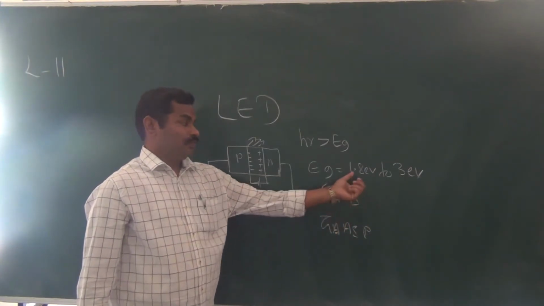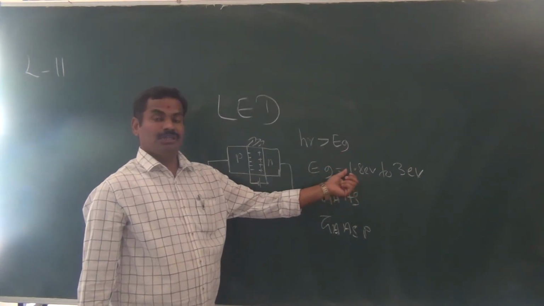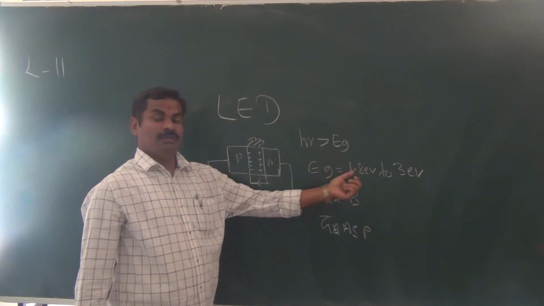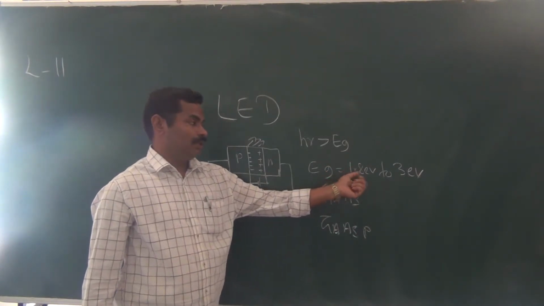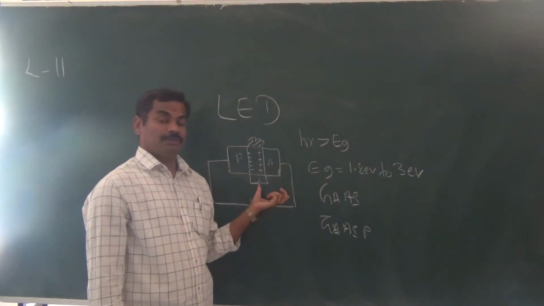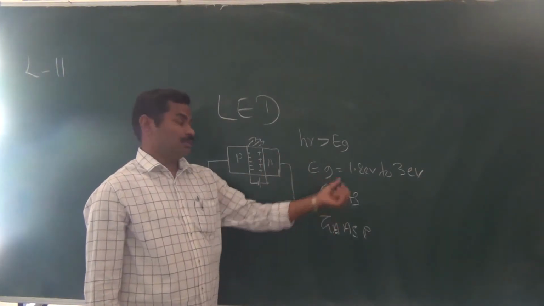You are not using common silicon or germanium because their energy gap is very small, that is 1.1 or 0.7 electron volt. You have to use a semiconductor whose energy gap is more than 1.8 electron volt, up to 3 electron volt. Only then, in that semiconductor, whenever the electron recombines, it releases the energy in terms of light.